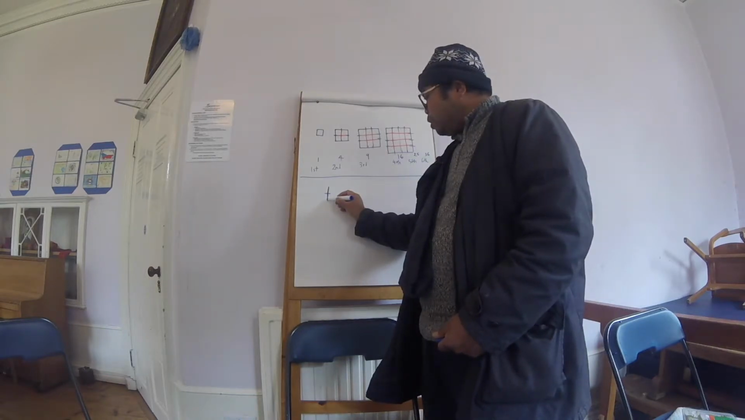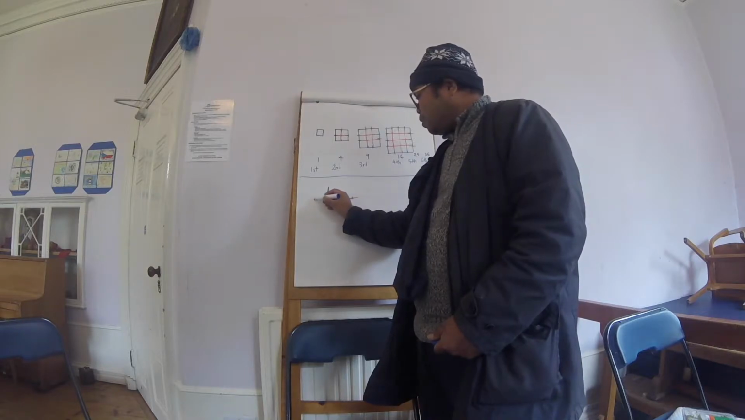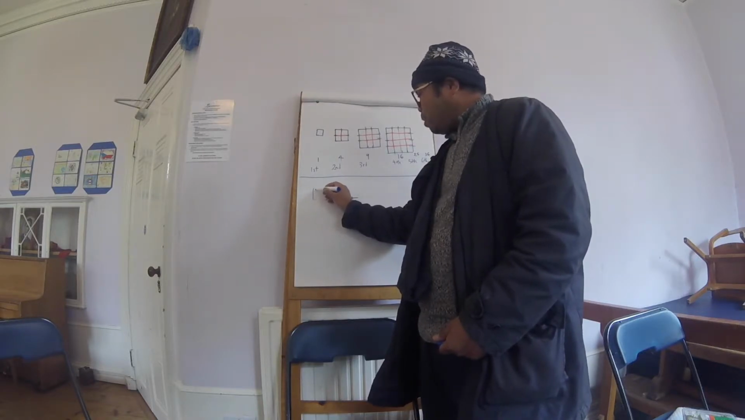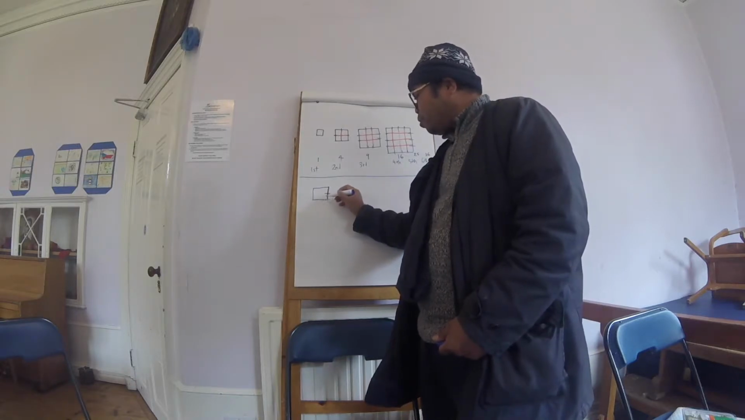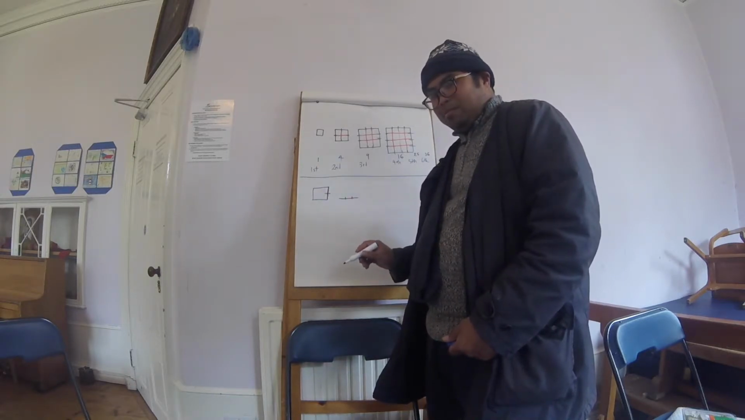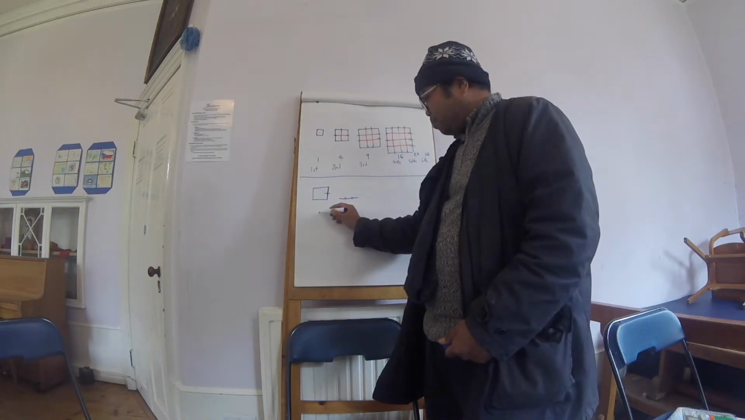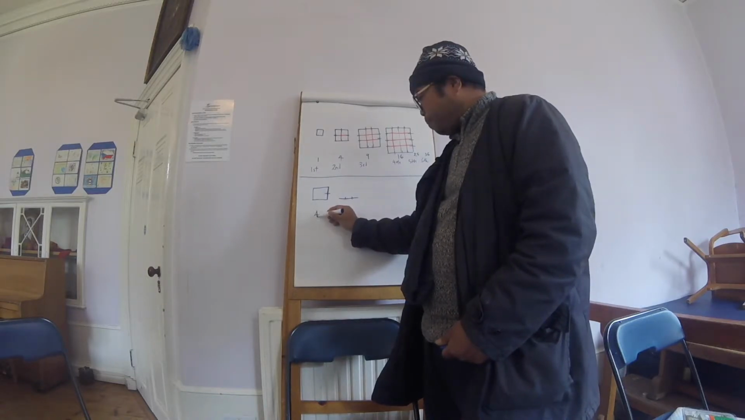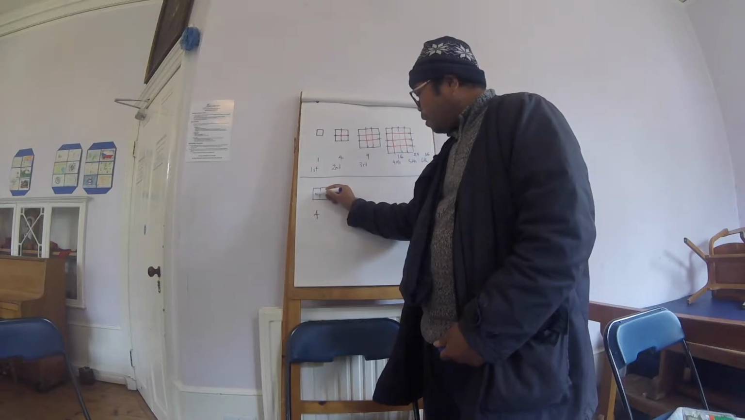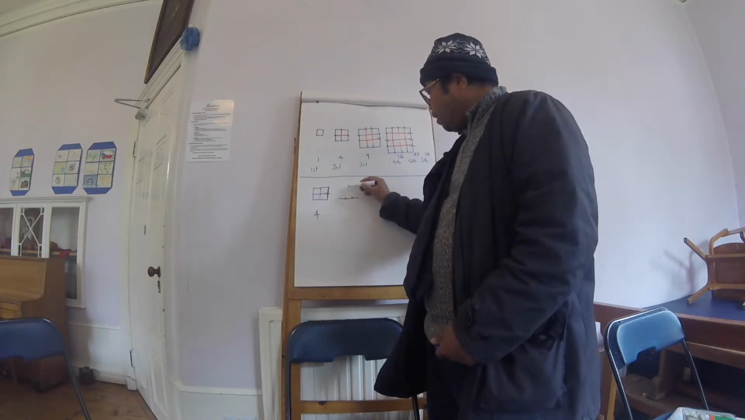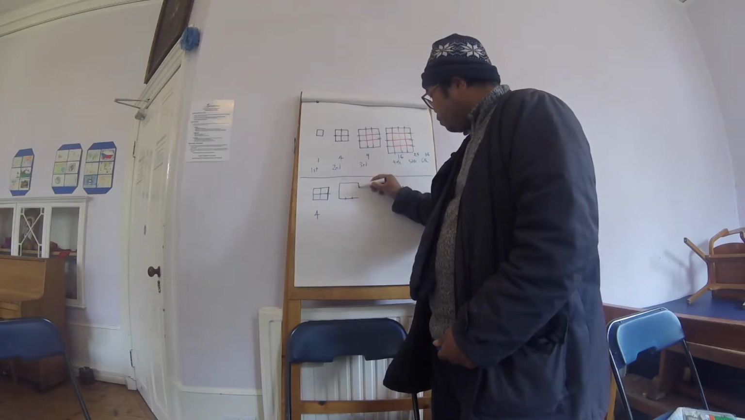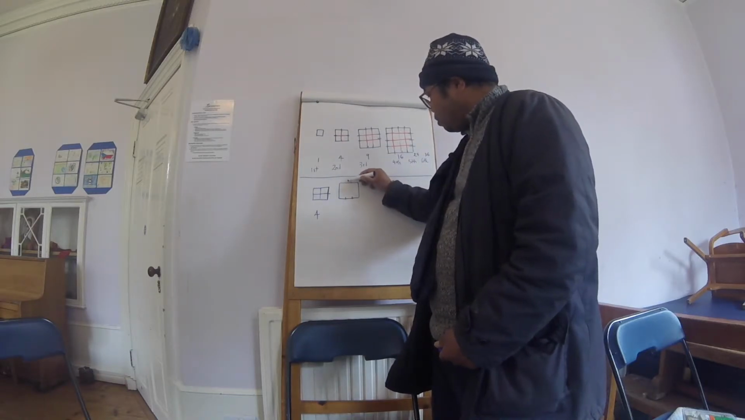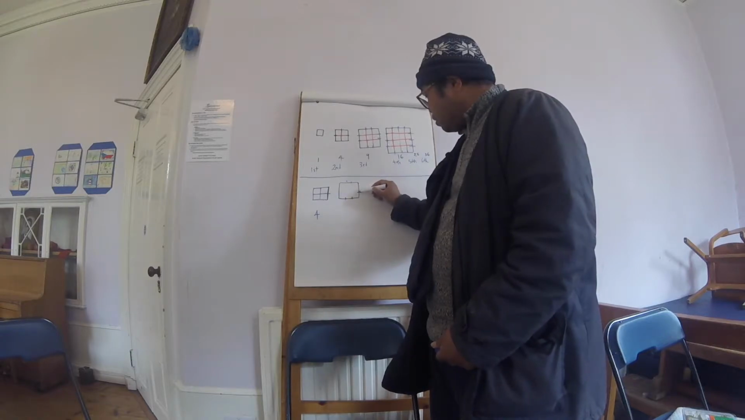if I square this, right? How many little squares would fit into this? 4. Yes, there you go, 4, right? Now, if I square this, how many little squares would fit into it? 6. Yes.